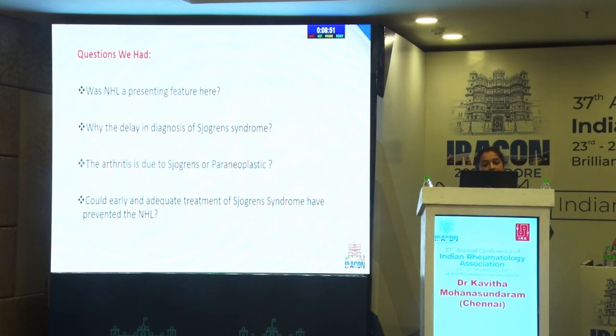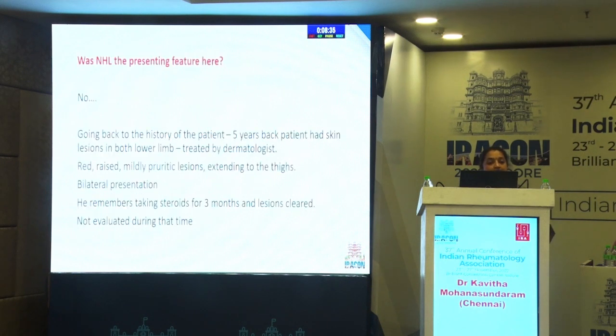So why was there a delay in the diagnosis of Sjogren's syndrome? Is the arthritis here due to Sjogren's or paraneoplastic? And another major question all of us have: we are treating so many Sjogren's patients, so does our treatment prevent lymphoma in such patients? So was NHL the presenting feature?